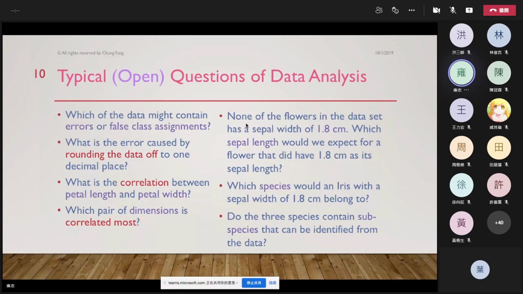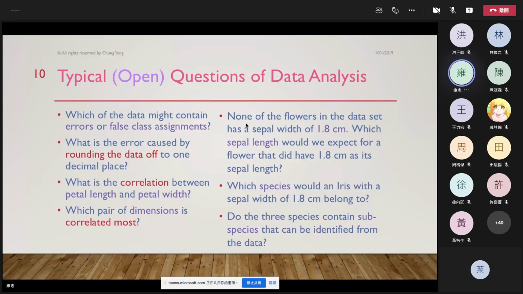Okay, the textbook gives us some typical questions of data analysis on the iris data set. They did not give the correct or direct solution to these questions. So I will view these questions as open questions. You may think about it.